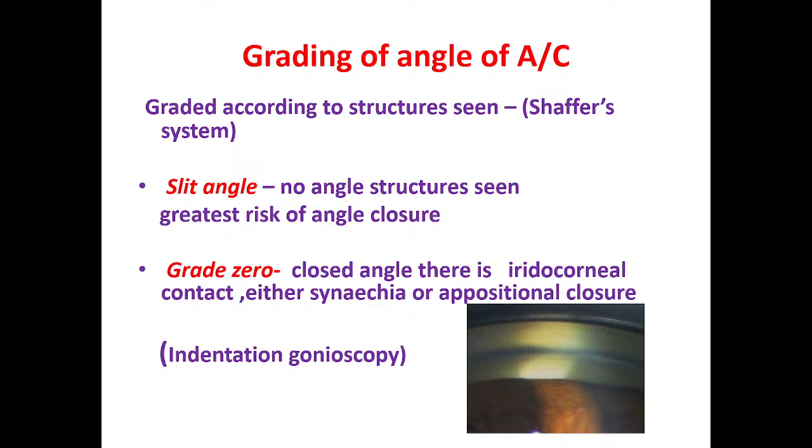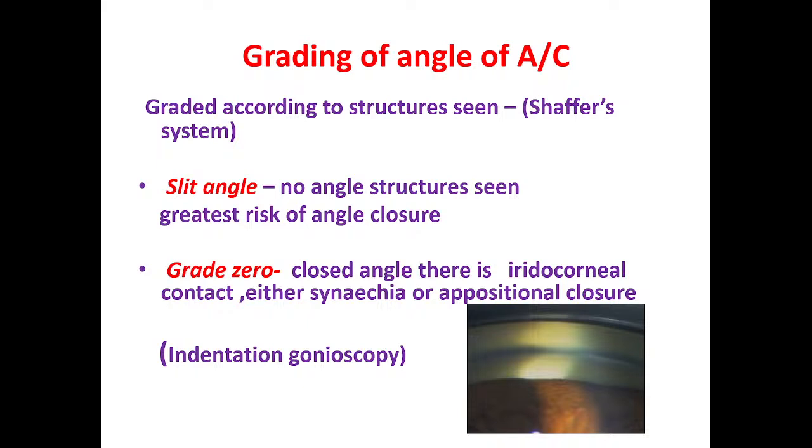So, now this contact can be either just a positional closure, meaning the closure of the angle is just apposition, they are in contact with each other, or it can be an adhesion called synechial closure. They may be adherent to each other. There is an adhesion between these two. So, there is a synechial closure. Synechial means there is adhesion between the periphery of the iris and the periphery of the cornea. It is called a synechial closure of the angle. So, when the angle is 0, we have to find out whether it is appositional closure, meaning they are only in contact with each other, or adhesions have formed there. If adhesions are formed, then it is not going to open up.